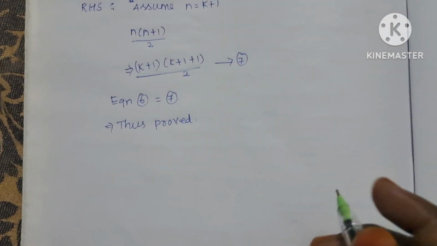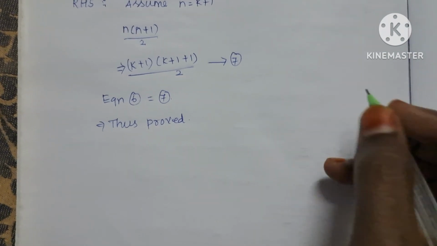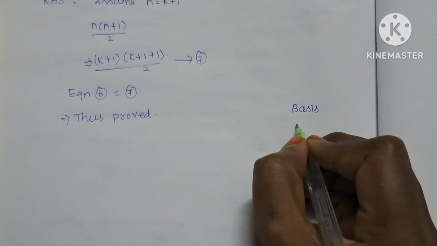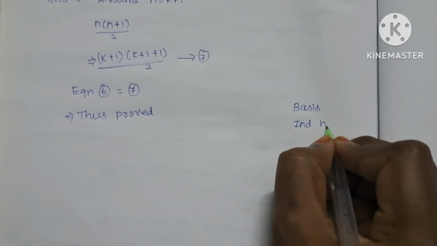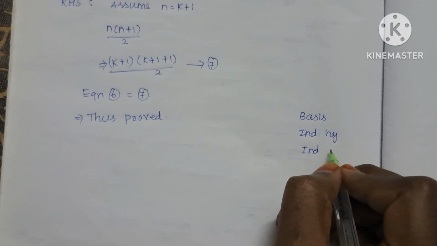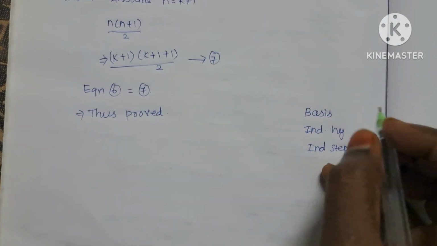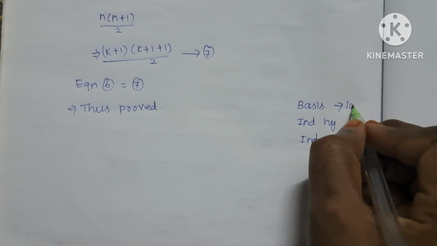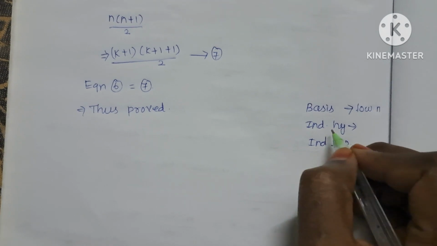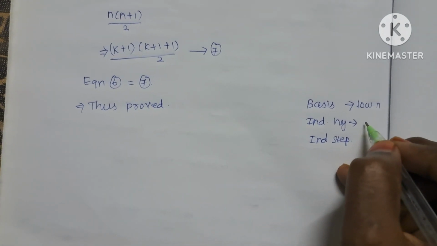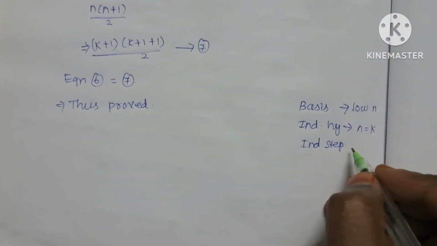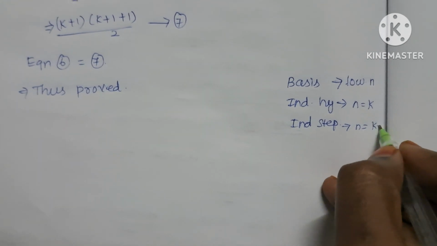Let's recall it again. To prove the induction, we need to follow 3 steps: basis, induction hypothesis, and inductive step. In basis, we need to apply the lowest possible value to n. In induction hypothesis, we apply n equal to k. In inductive step, we apply n equal to k plus 1.